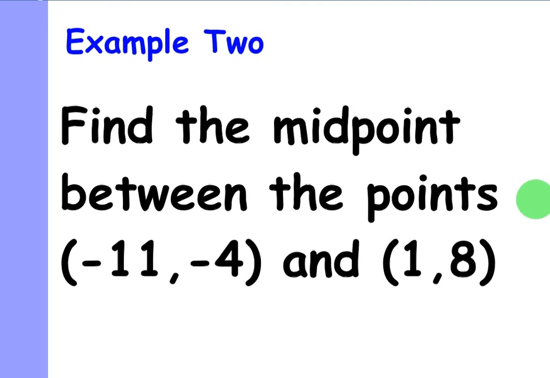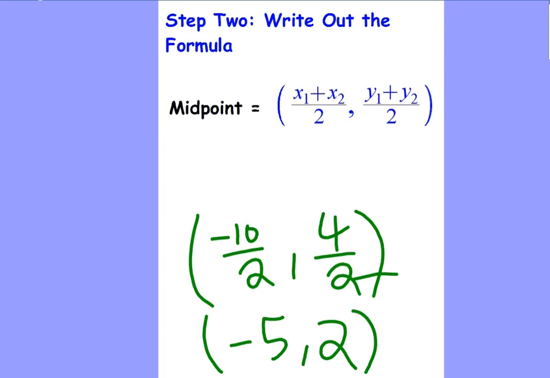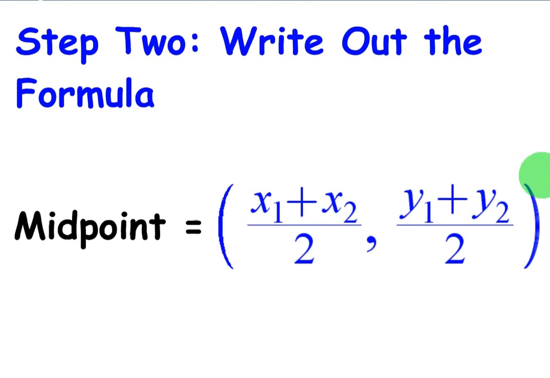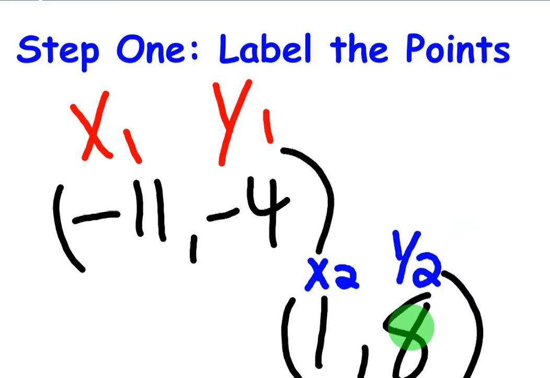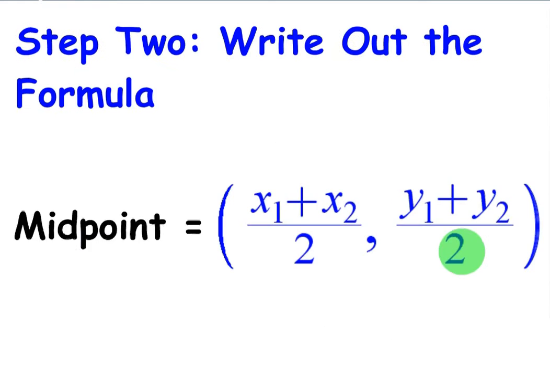Example 2. Find the midpoint between the points (-11, -4) and (1, 8). So we're going to label (-11, -4) as our x1, y1, the first point we're given. Second point we're going to label x2, y2. Okay, let's try this again. So here's our formula for midpoint: x1 plus x2 over 2, y1 plus y2 over 2. Then we're going to plug in the stuff we just labeled. So we labeled our first point x1, y1, and our second point x2, y2, and we're going to plug this into the formula.